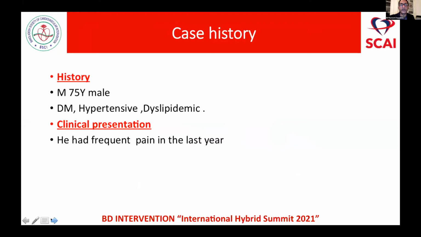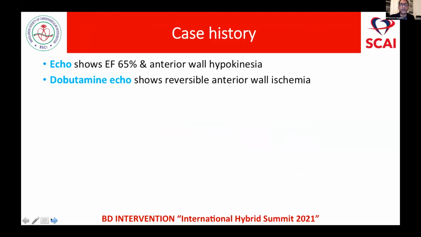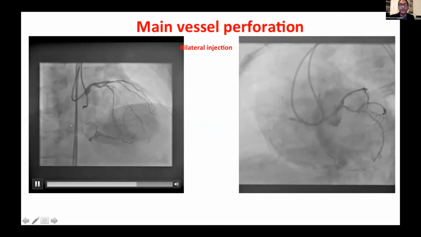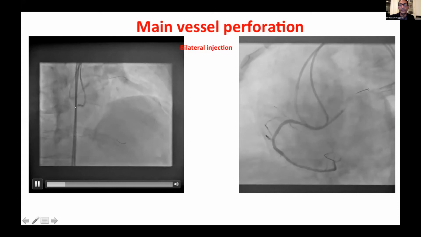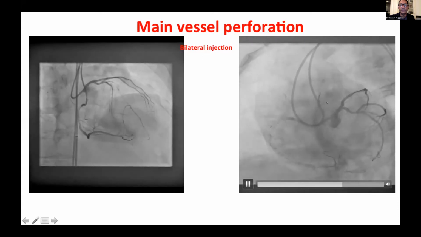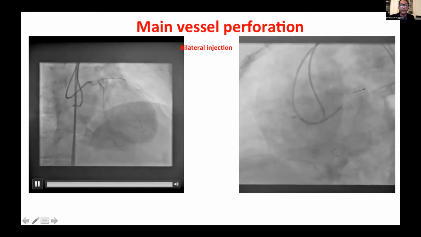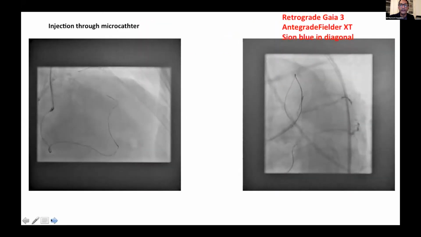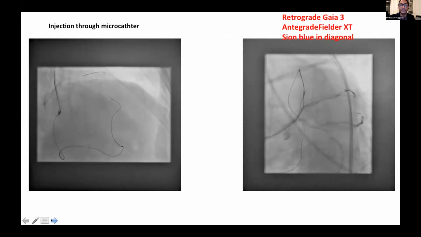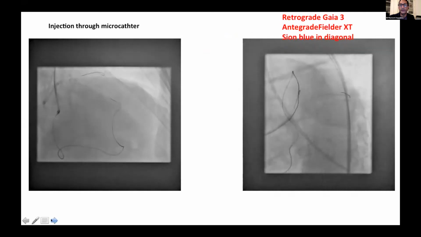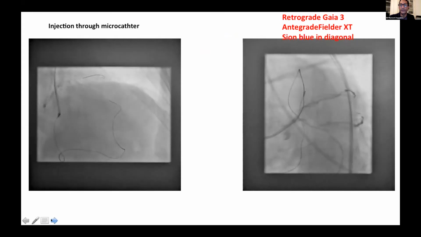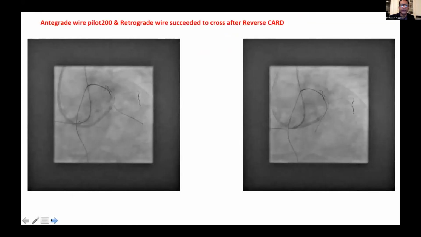So let's look quickly at some cases. A 75-year-old with typical angina and anterior wall ischemia was referred for a CTO. As you can see, the LAD is completely occluded. A wire is placed in the diagonal, and a retrograde attempt is made from the RCA. As we went through all these slides earlier, Dr. Nasrullah Khan as well as Dr. Arun and Omer have shown great cases, and I'll quickly only go and show this one.